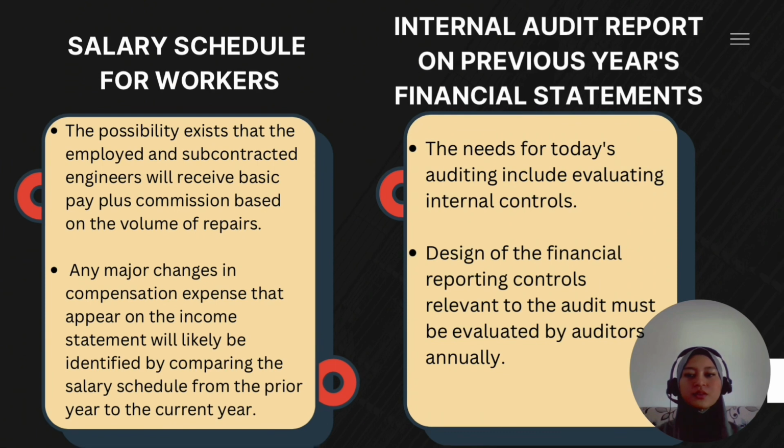Next is the salary schedule for workers. It is possible that employed and subcontracted engineers will be paid a base salary plus a commission based on the number of repairs. Any significant changes in compensation expenditure that show on the income statement will most likely be detected by comparing the preceding year's salary schedule to the current year.